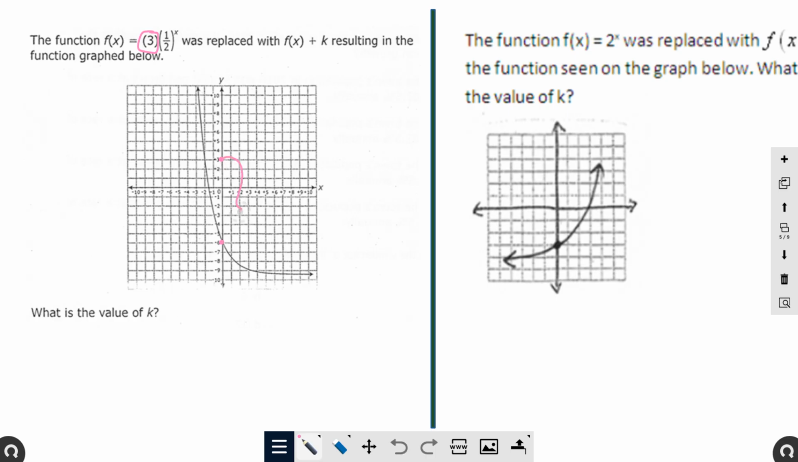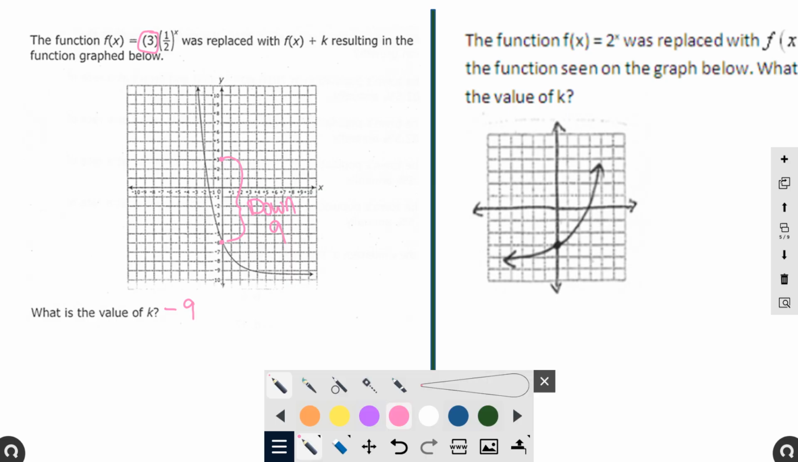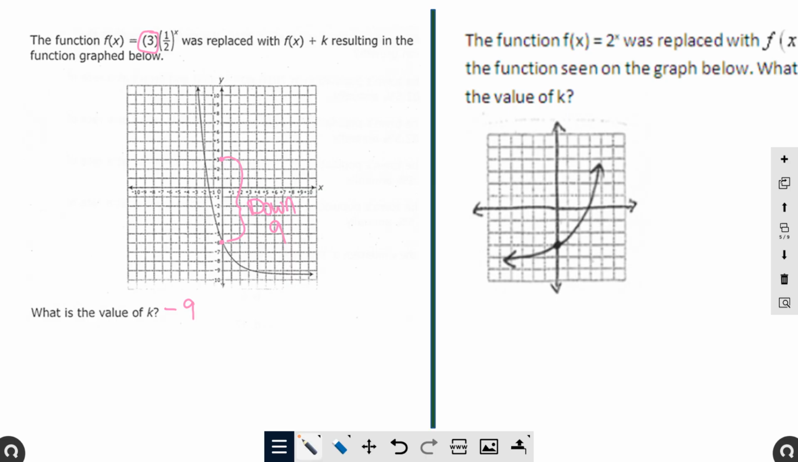How much did it shift from here to here? 9. Our graph shifted down 9. So what should have been at the end of our graph? -9, because it shifted down 9. So the value of k is -9. So a quick way to do it is look for those y-intercepts. All right, let's look at our second problem over here.